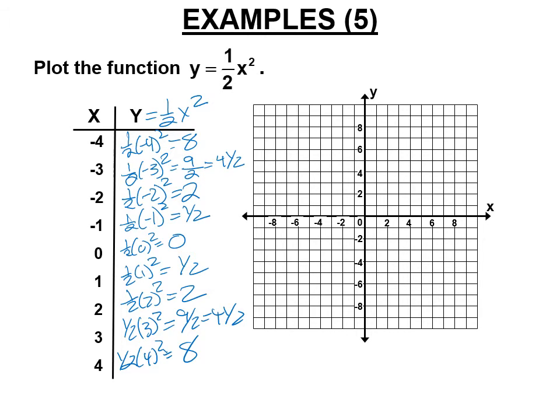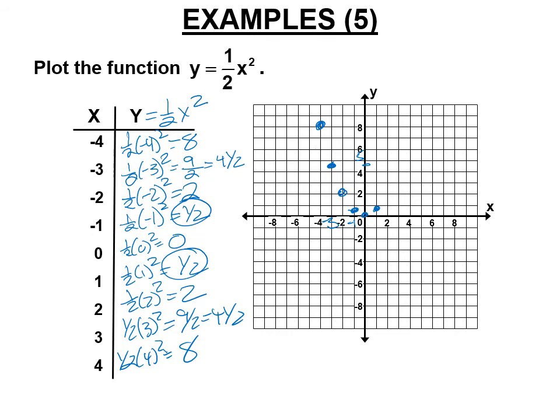Okay, so now we're going to plot these points. So we have the point -4, 8. You're making a sketch. Don't go crazy. -3, 4 1/2. 4 1/2 is halfway between 4 and 5. So it's going to be right there. -2, 2. -1, 1/2. 1/2 is halfway between 0 and 1. 0, 0. Now remember, we're going to go back up and it's going to be symmetrical, right?